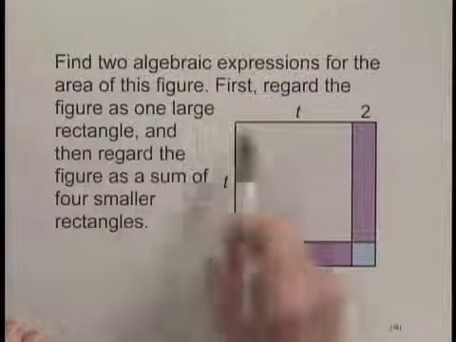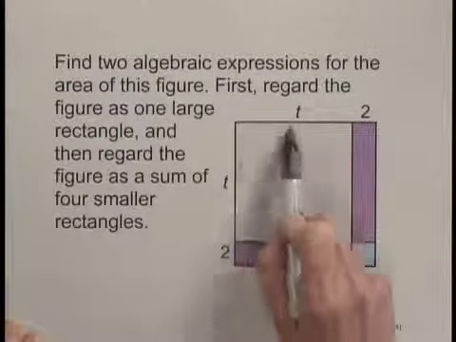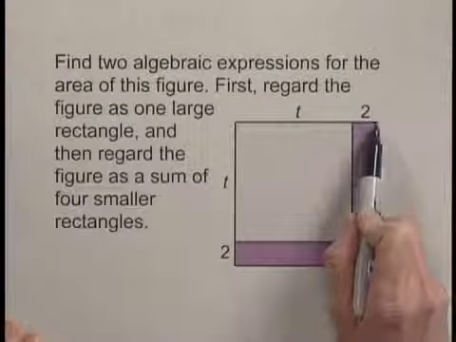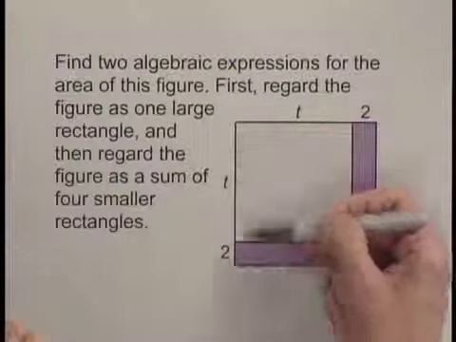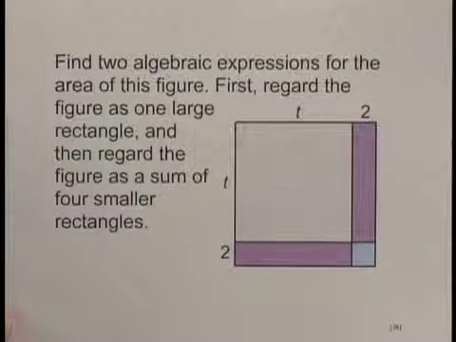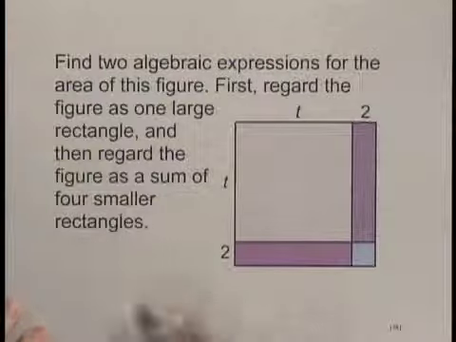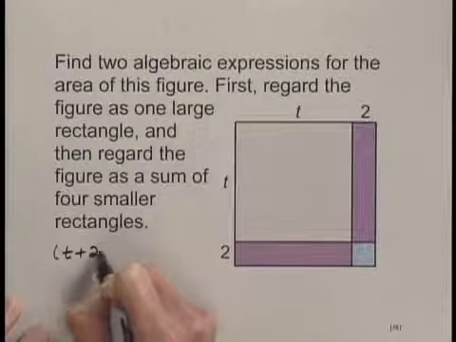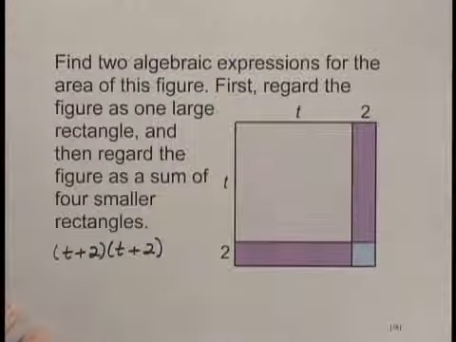Well, first we want to regard it as one large rectangle, and let's see what we have. This length is t and this length is 2, so the total length of this side is t plus 2. And again, we have a length of t and a length of 2, so the total length of this side is also t plus 2. So our rectangle is actually a square. And regarding it as one large figure, we can write the area as length times width, or as t plus 2 times t plus 2.